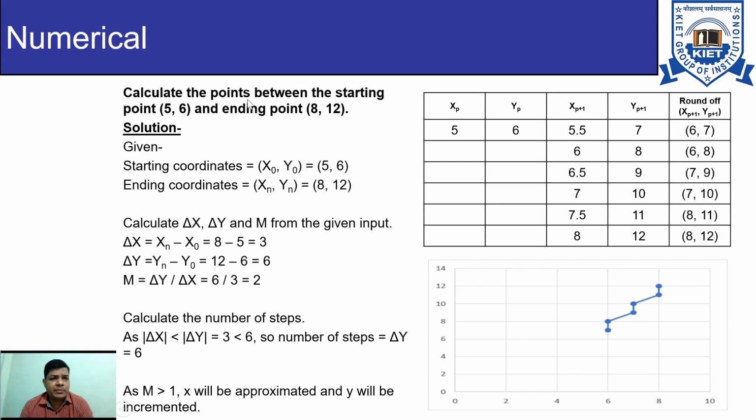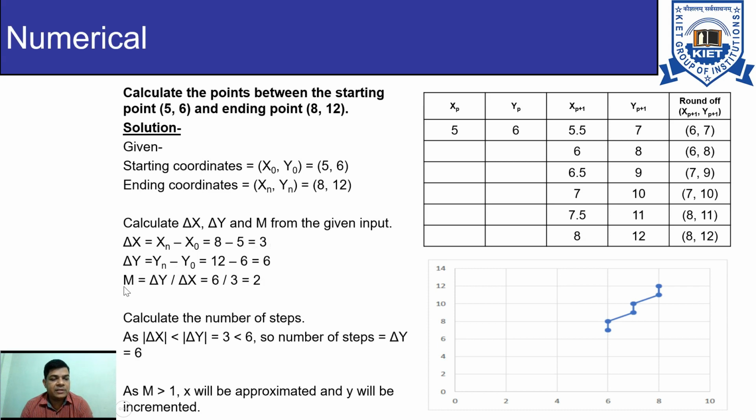So here is a numerical of the DDA algorithm, and the question is: calculate the points between the starting point (5,6) and the ending point (8,12). So we have to draw a line whose initial point is (5,6) and final point is (8,12). We know that in the DDA algorithm we calculate delta x and delta y, where delta x is xn minus x0 and delta y is yn minus y0.